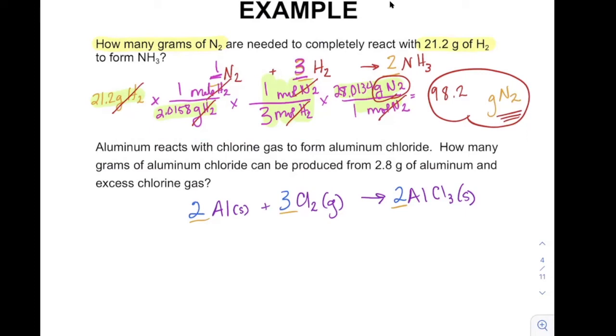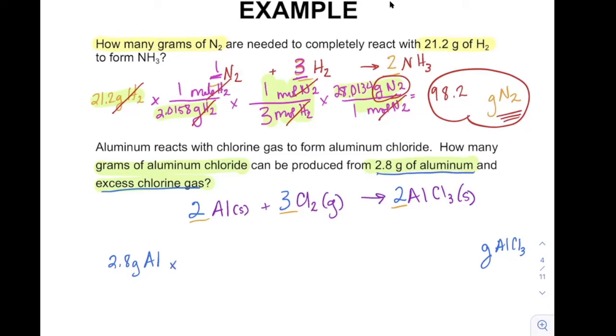So now dimensional analysis. The question is asking us how many grams of aluminum chloride, so we want to solve for grams of aluminum chloride, can be produced from 2.8 grams of aluminum. So we're given 2.8 grams of aluminum. The excess chlorine gas just means that that's not going to limit us, but we have to start with and work with 2.8 grams of aluminum.